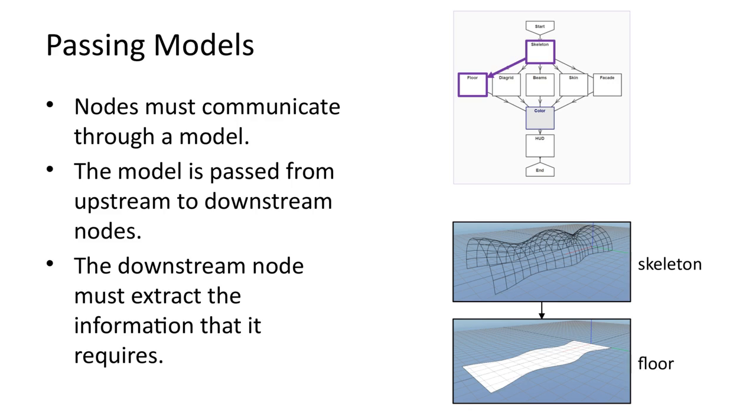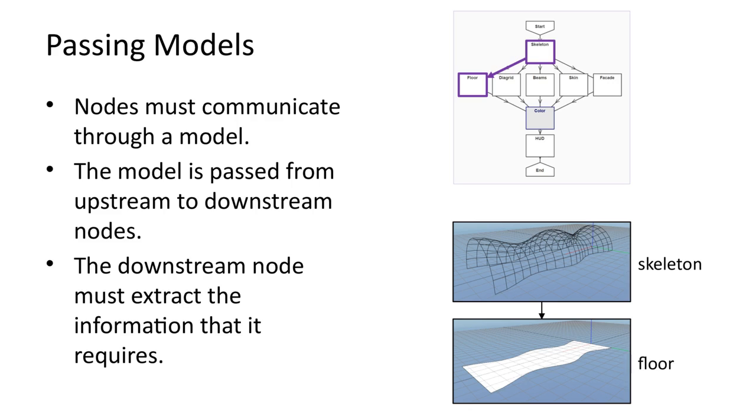In a flowchart with multiple nodes, data needs to be passed from upstream nodes to downstream nodes. The only way to do this is via the model. The upstream node needs to add the data to the model. The downstream node then needs to extract the required data back out of the model.